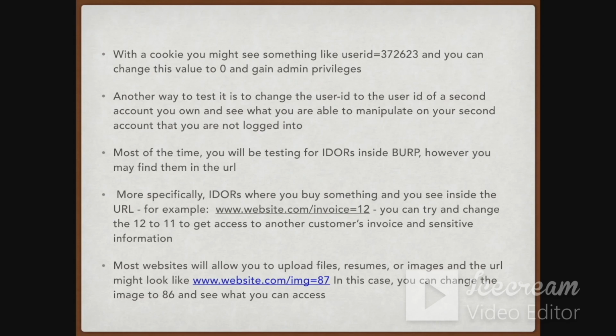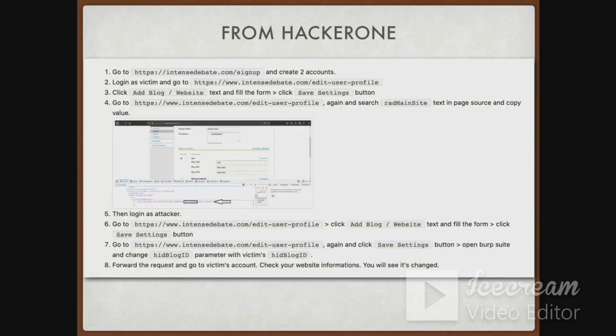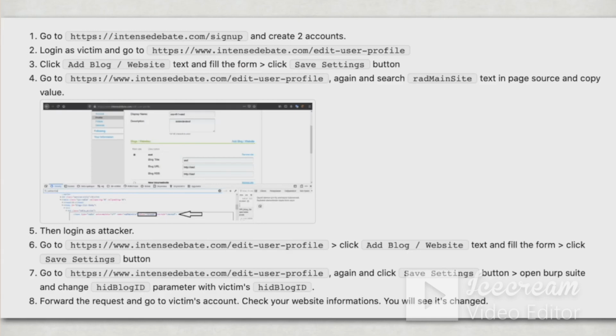You could change this and see if you could access someone else's image or resume, just like you would have with the invoice, and see what you can access. But remember, out in the wild, we are testing our own accounts. And so I actually have an example here for us. I pulled off of HackerOne an IDOR that somebody actually has found. And so we'll walk through exactly how he pulled this off.